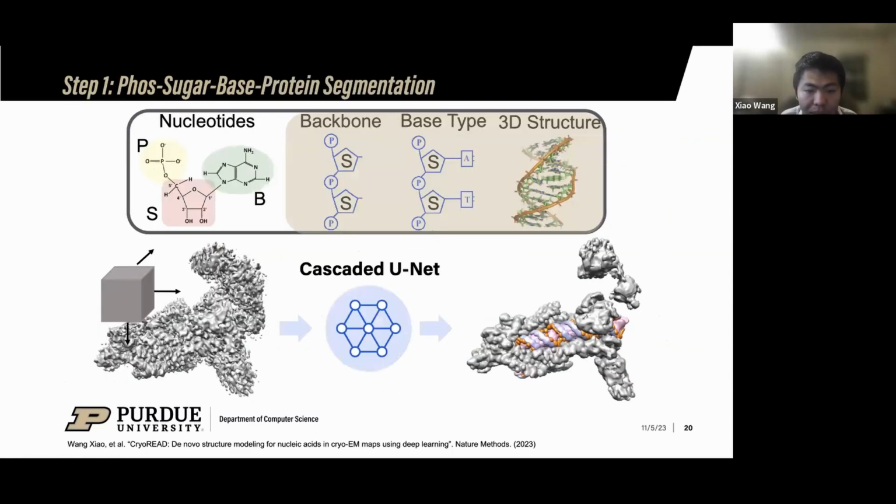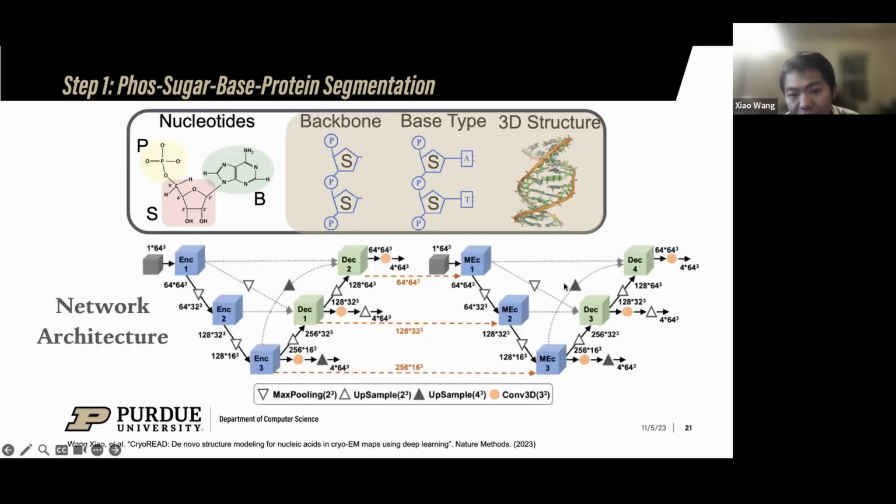In step 1, we first use a cascaded U-Net to take the 3D cryo-EM map as input and output the segmentation of the EM maps. To achieve that, we use a box to scan across the maps. For each scan, we output the corresponding probabilities of the different classes, sugar, phosphate, and base types, in the box, and we combine them together to get the full phosphate, sugar, and base detections.